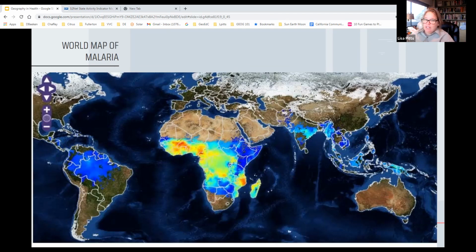So if you look at the map of malaria and malaria cases, you can see maybe why we don't really talk about it. And that's because it hits areas that are lower income, high levels of poverty, access to healthcare, which are all things we're going to be talking about today.